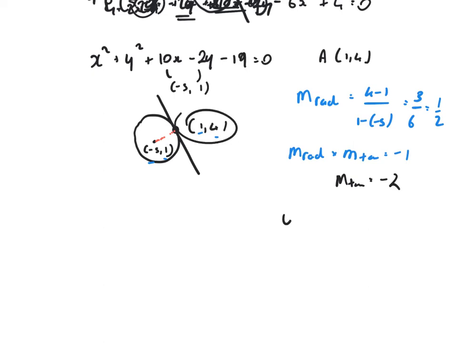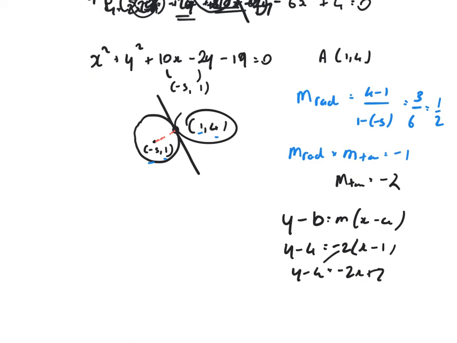There's the point that lies on the line. So that's going to be y − b = m(x − a). y − 4 = −2(x − 1). y − 4 = −2x + 2, and y = −2x + 6. The question then goes on to a part B. Part B says, show that this tangent is also a tangent to the parabola y = 2x² − 10x + 14.